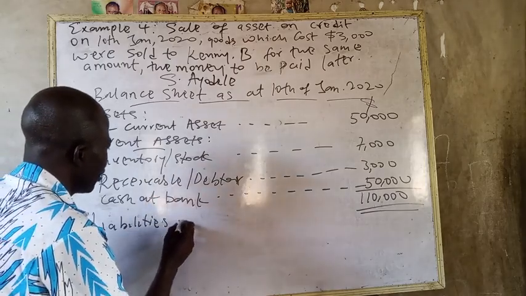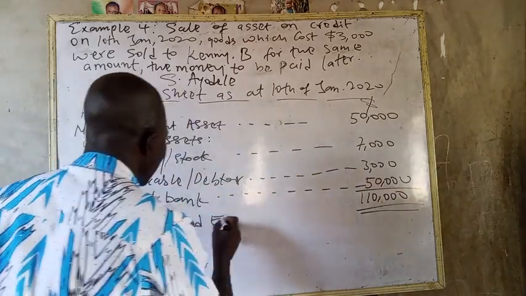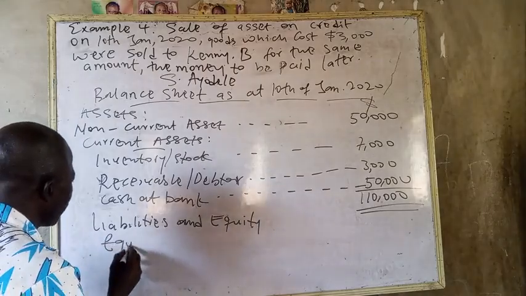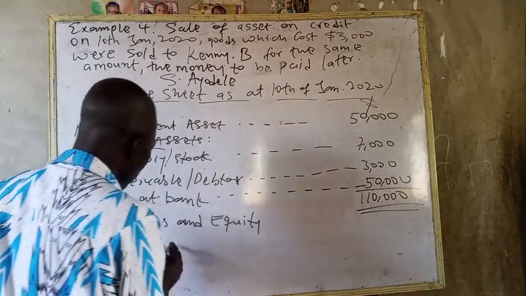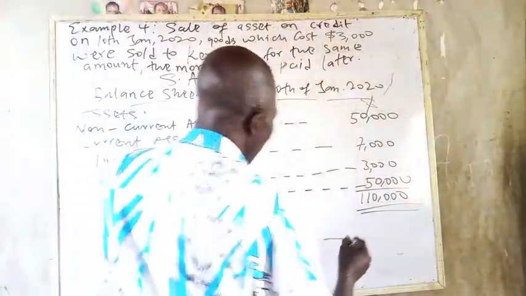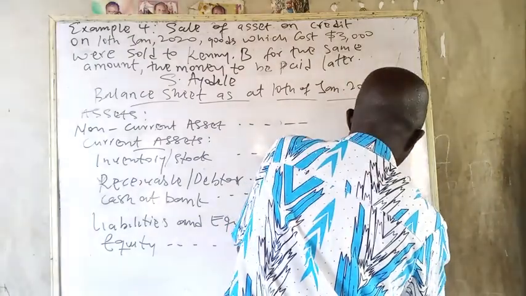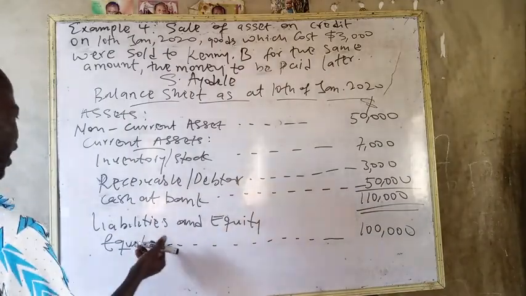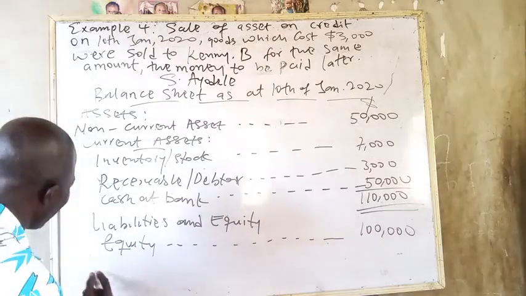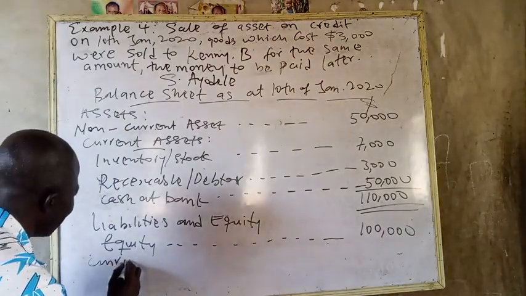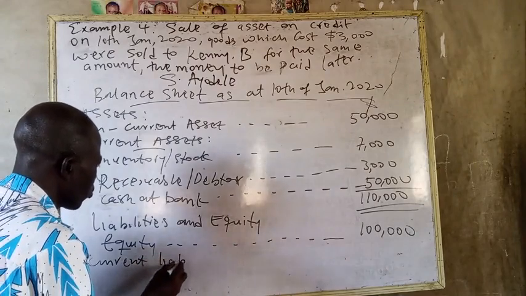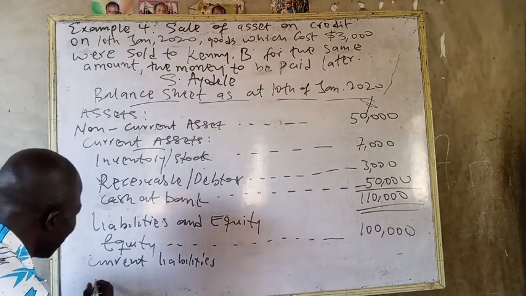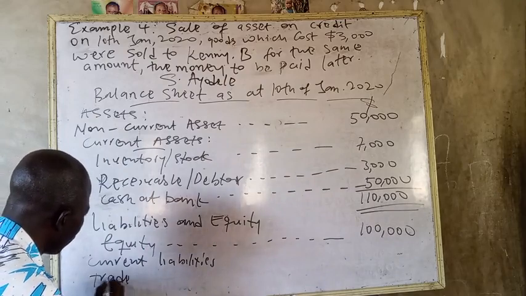Liabilities and equity. Start with equity. What is the equity? That is $100,000. Under equity you have this, then you have current liabilities. What do you have there? You have trade payable.